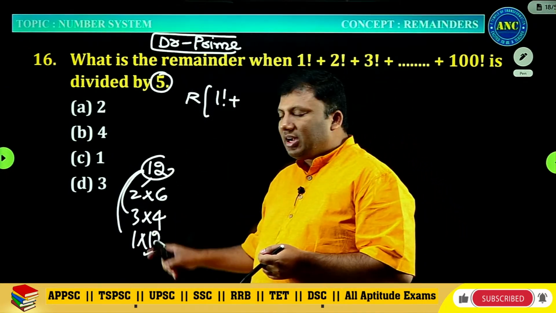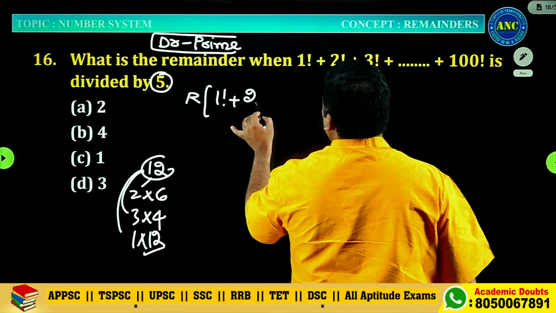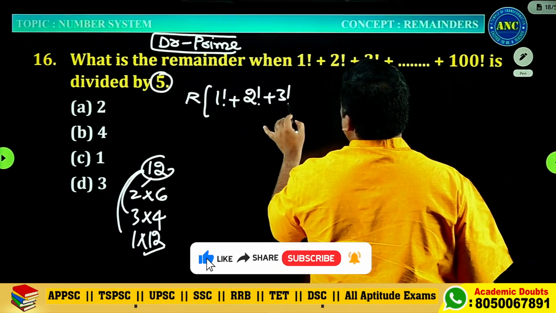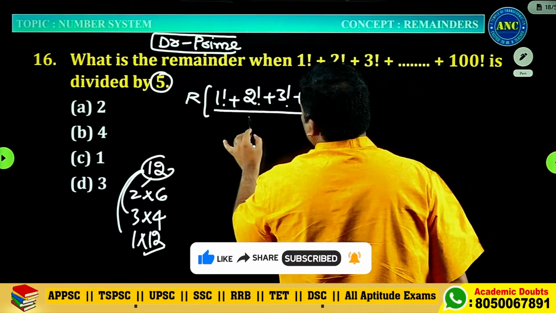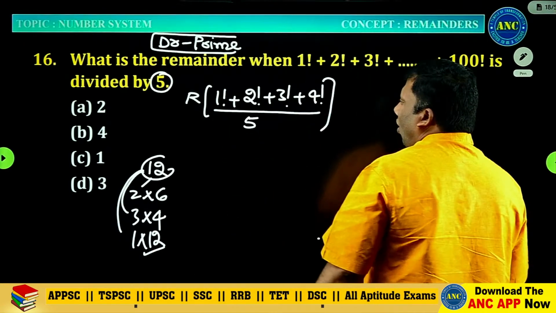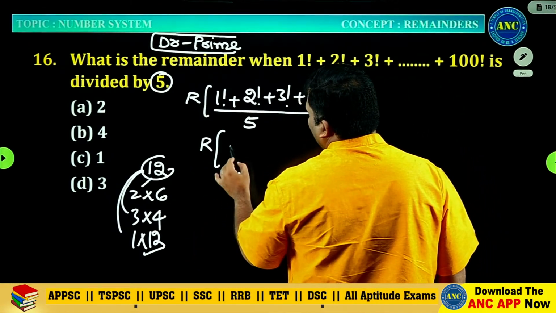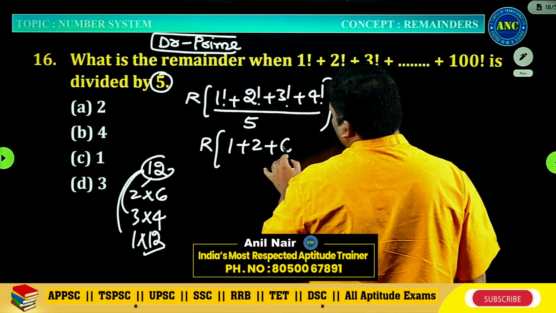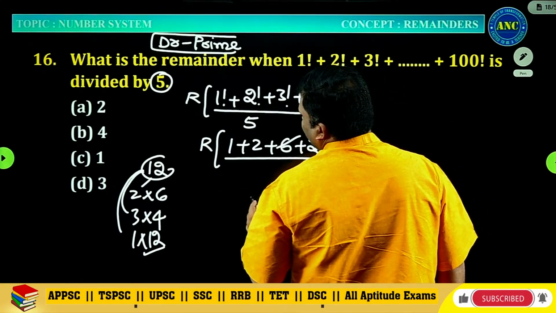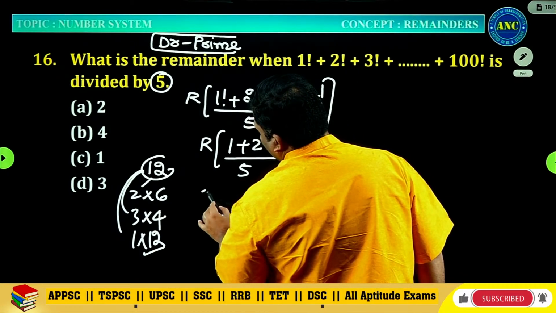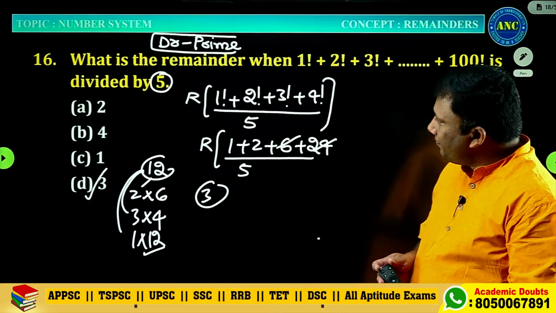If it is a composite number, I would have written it. 1 factorial plus 2 factorial plus 3 factorial plus 4 factorial. 5 factorial onwards, all are divisible, so all can be eliminated. 1 factorial is 1. 2 factorial is 2. 3 factorial is 6, 4 factorial is 24. The rest are eliminated. 3 divided by 5, answer will be 3.